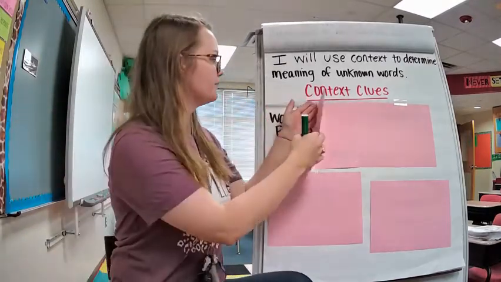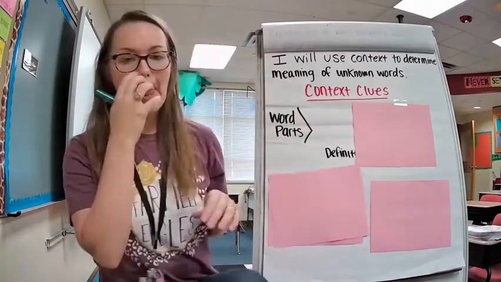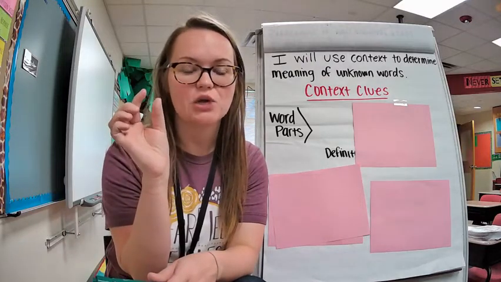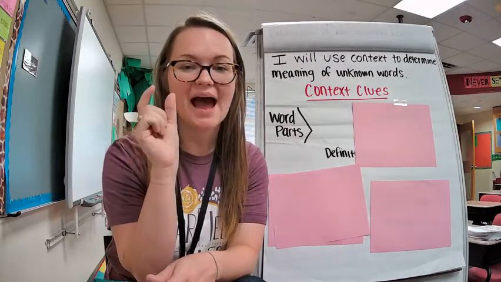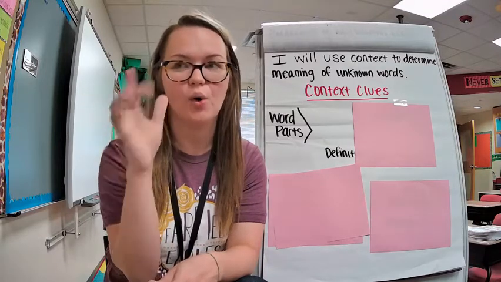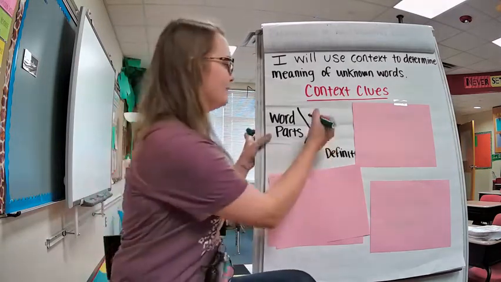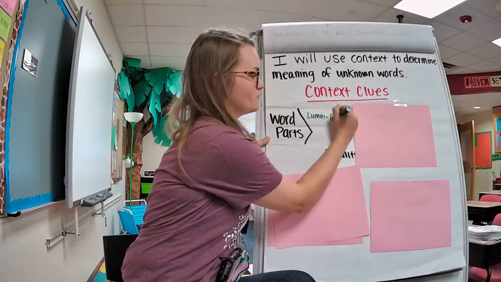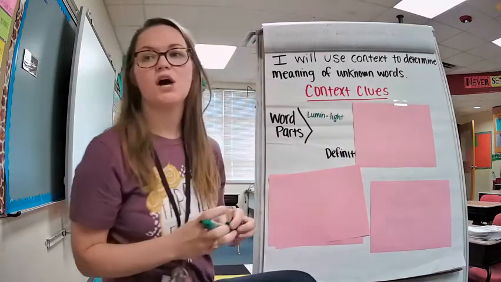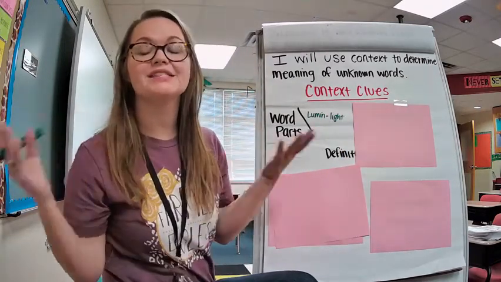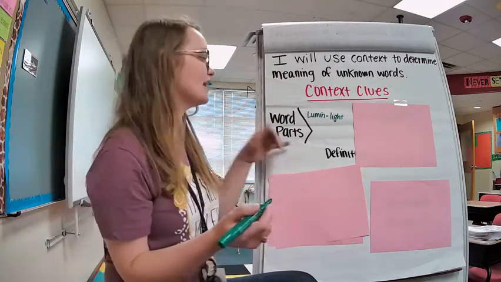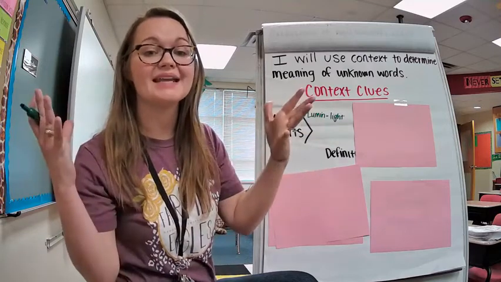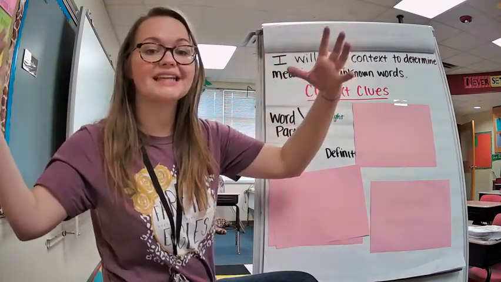So I have it written right here. Word parts. So that means part of the word has a meaning that you already know, and then you use that word part to help you determine the meaning of the whole word. For example, the word lumen means light. So in the sentence, we stared at the luminous stars in the sky, I can use the word part lumen to help me know that luminous must mean like bright or light lit stars in the sky.